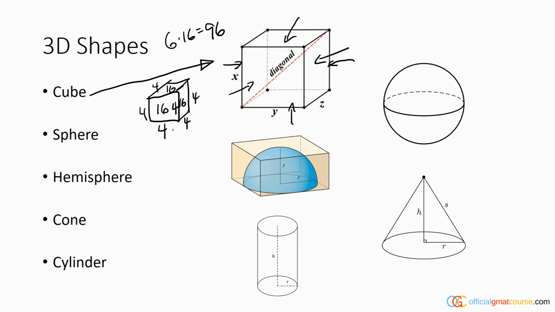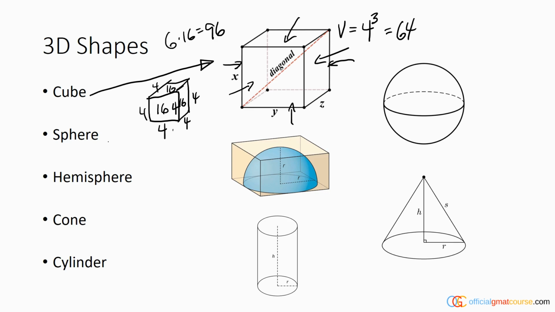Now, in this situation, the volume of the cube would be 4 cubed. So it's the length of a side cubed that is the volume of a cube. And in that situation, we would have 64, which is 16 times 4.